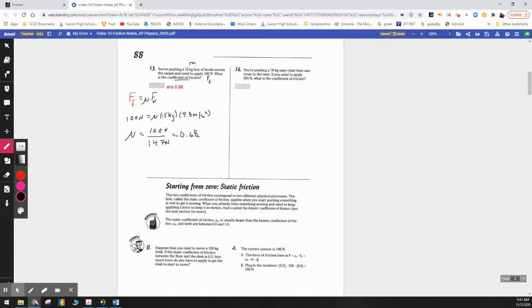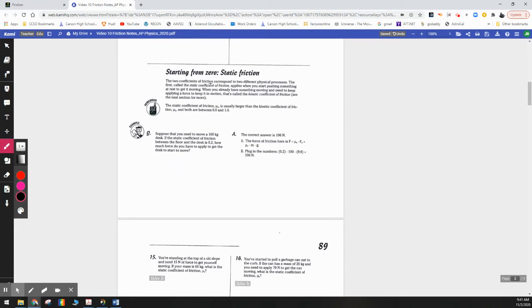Okay. Now down here, it says starting from zero, static friction. The two coefficients of friction correspond to two different physical processes. The first, called static coefficient of friction, applies to when you start pushing something from rest to get it moving. When you already have something moving and need to keep it in motion by applying a force, that's called kinetic coefficient of friction, which will be in the next section. The static coefficient of friction is usually larger than the kinetic coefficient of friction. Both have values between 0 and 1.